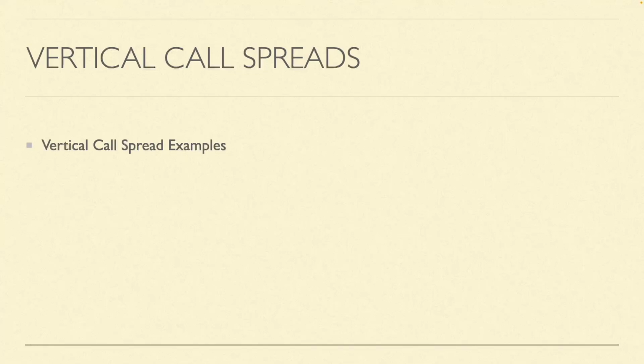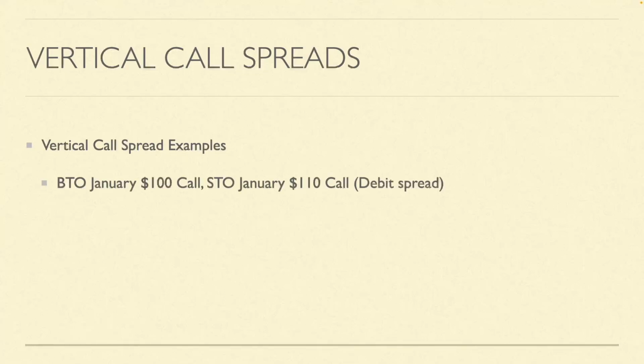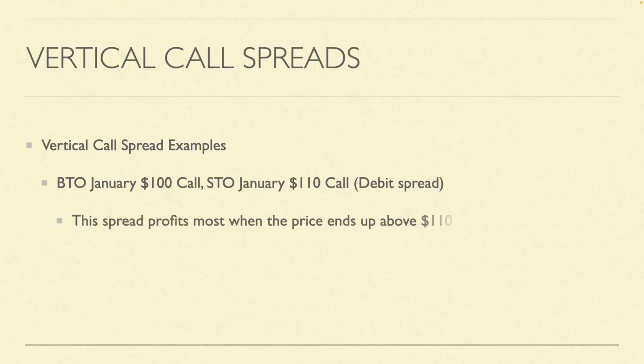Vertical call spread example. If we BTO, which is buy to open, a January $100 call, and STO, which is sell to open, a January $110 call, this would be a debit spread, and this spread profits most when the price ends up above $110. That makes it a bull call spread. The most you can lose is the amount paid to open the spread. This happens when the price ends up below $100.